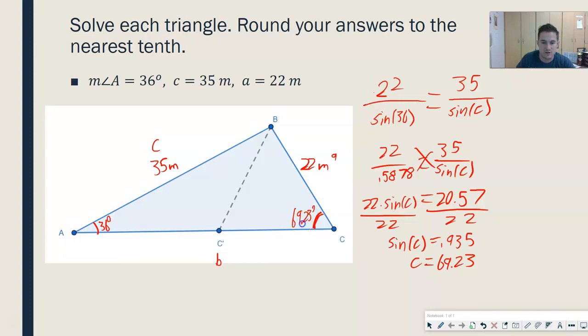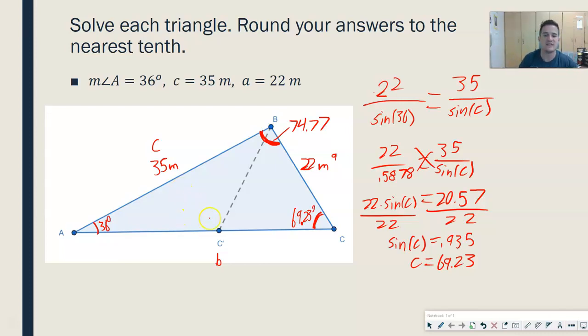And before we just went about our business and kept solving this triangle, if this was the triangle and this was 36 degrees and this was 69.23 degrees, this angle right here would be 180 minus 36 minus 69.23, which would be 74.77. Okay. So now is the point in a problem like this where it'd be like, okay, is this an ambiguous case? Is it possible that I could actually have two triangles here?